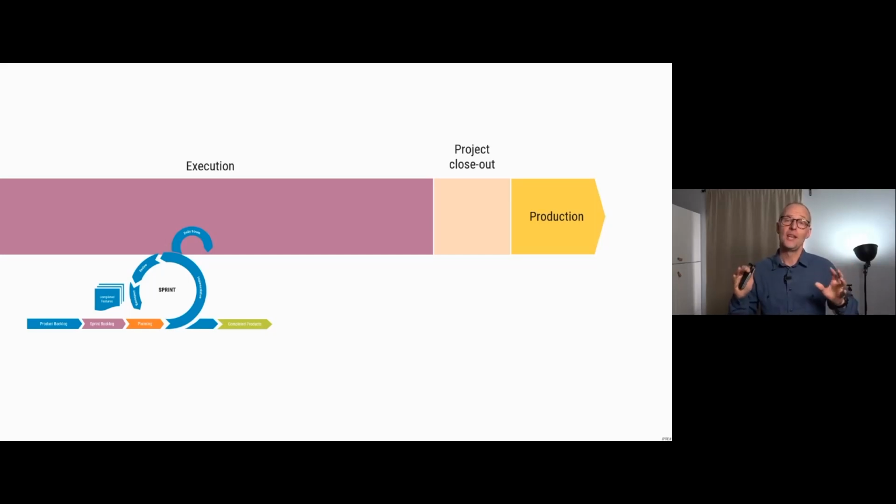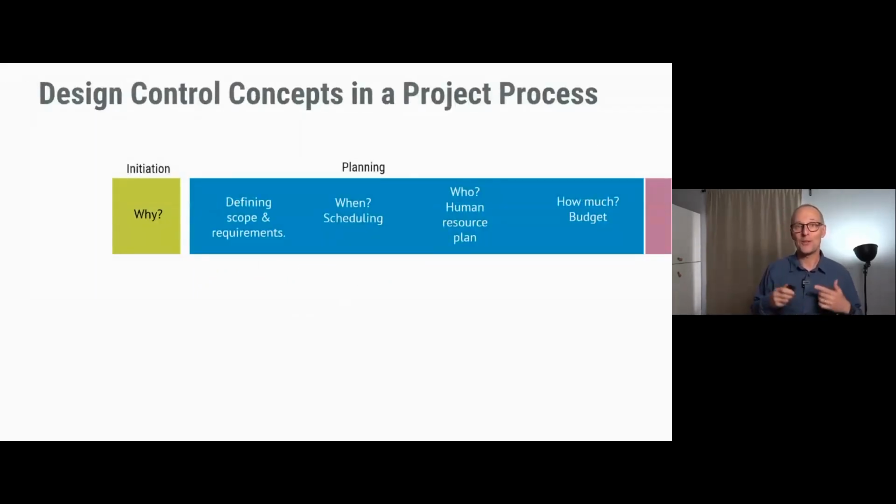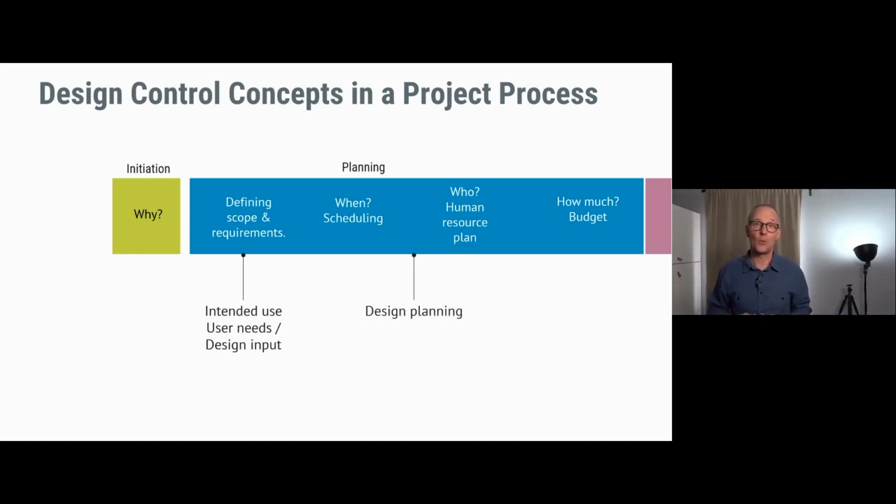Now, if you were to tie design control elements into this process, what would that be like? Well, when we start the planning in project management terminology, we would say defining the scope. And what is that in the medical device world? Well, some of the terms that are coming up would be the intended use, it would be the user needs, it would be design inputs, for example. Those fit very neatly into the scope of the project. And when it comes to scheduling or assigning responsibilities, design planning is the word.